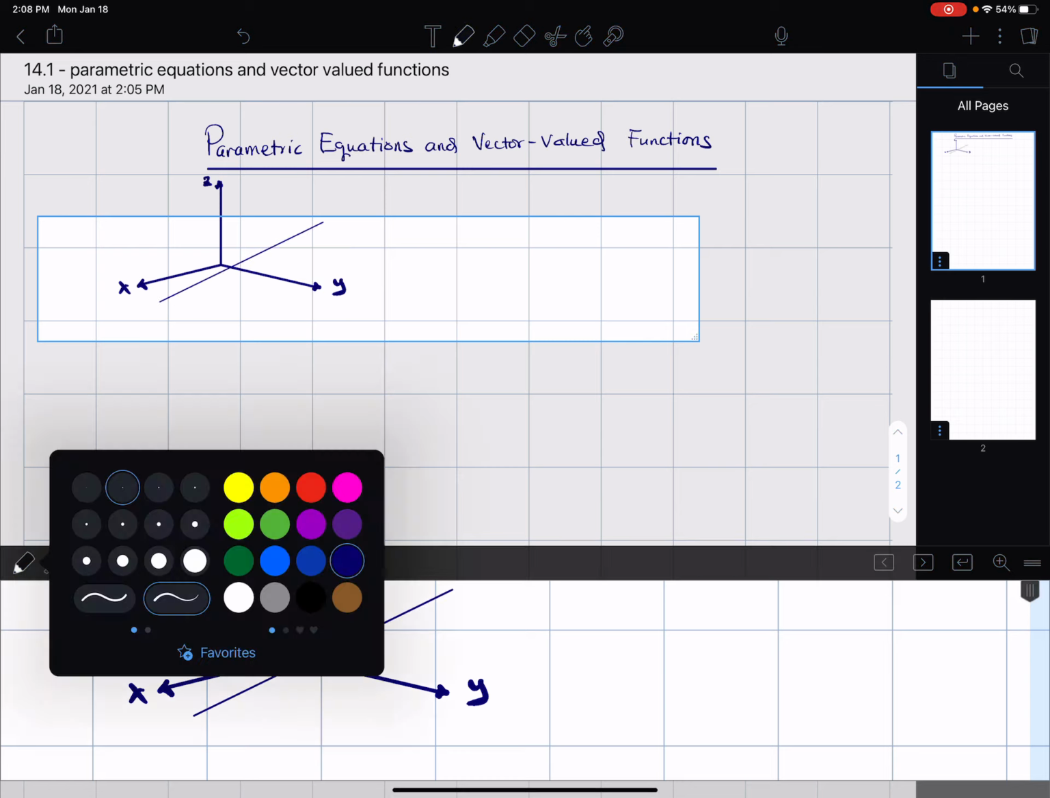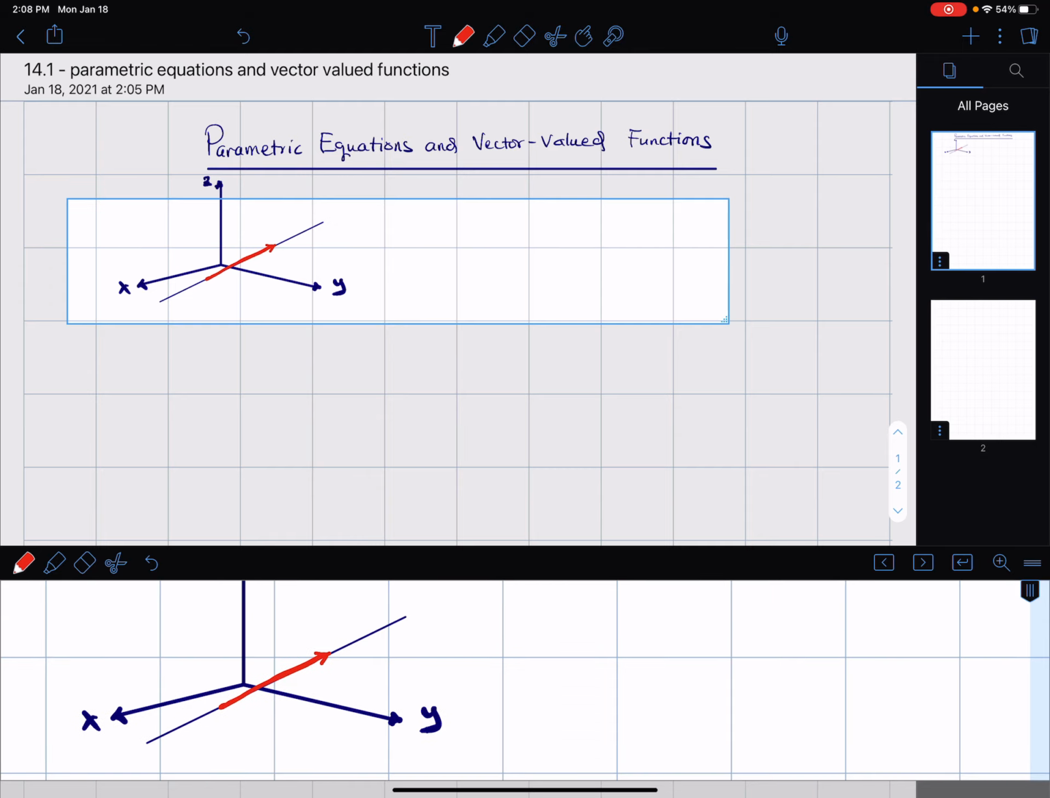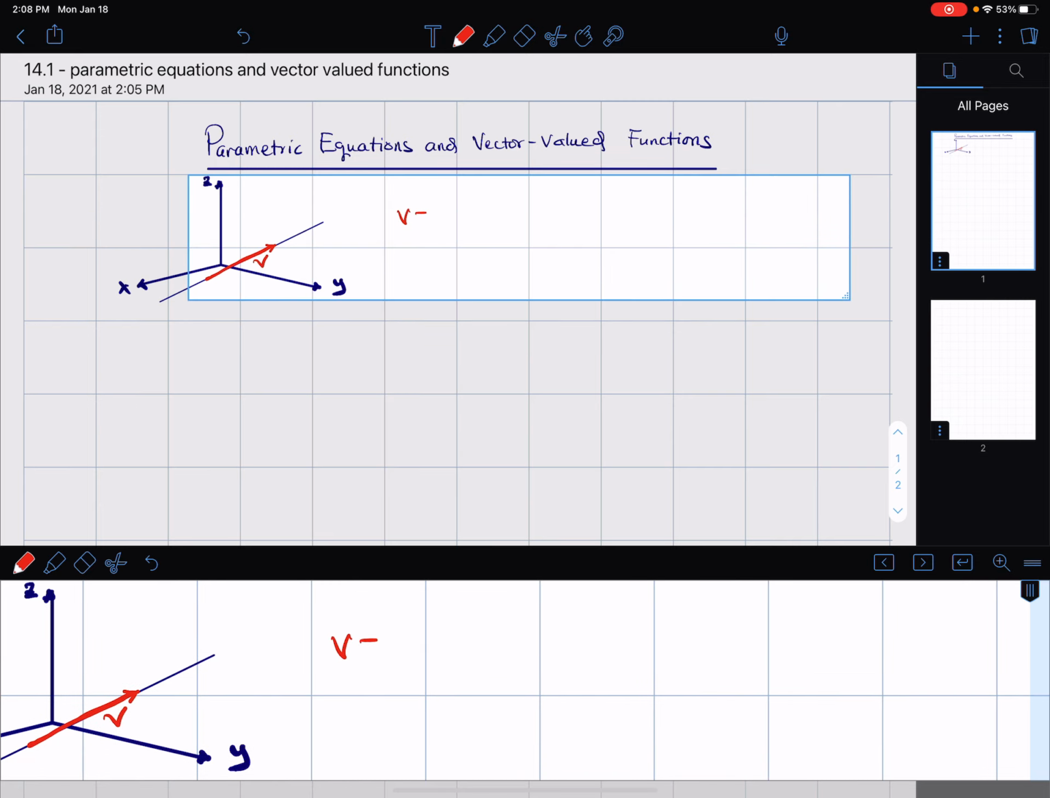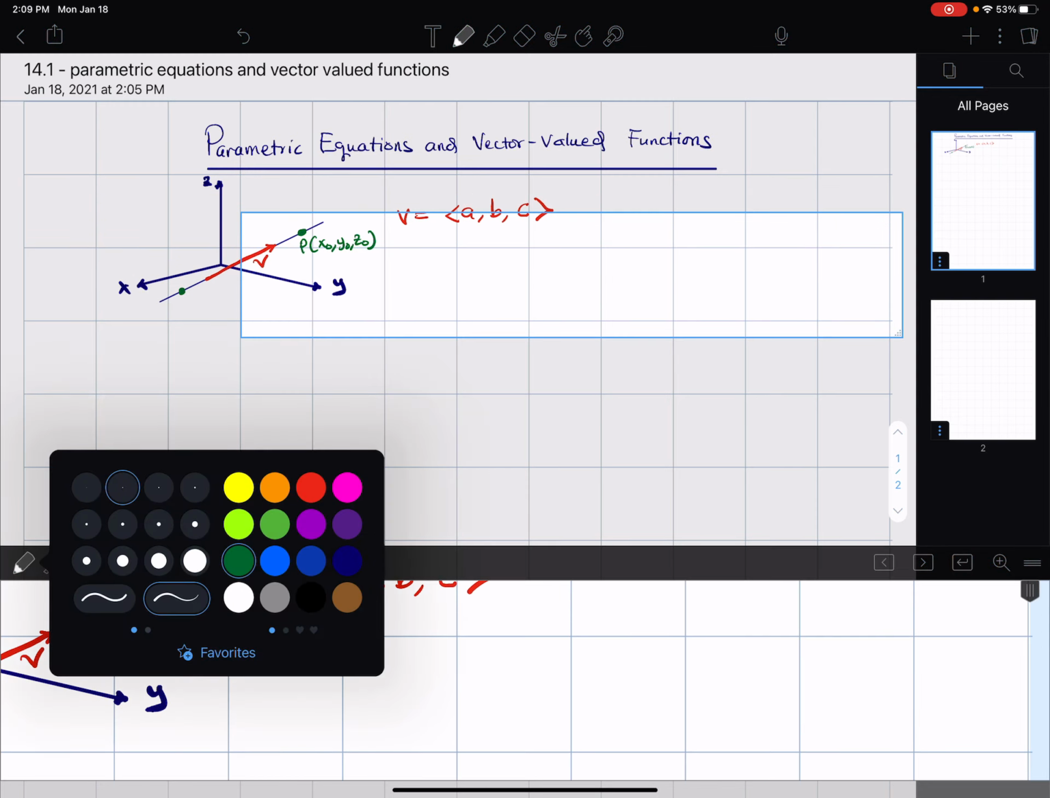And the directional vector of the line, say you have a vector along the line or parallel to the line, it doesn't have to be along the line, and this vector is v, and assume that v is the vector a, b, c, and we also know that this line passes through a point. It could be any point on the line, and this point is point P, and let's call it x0, y0, z0.